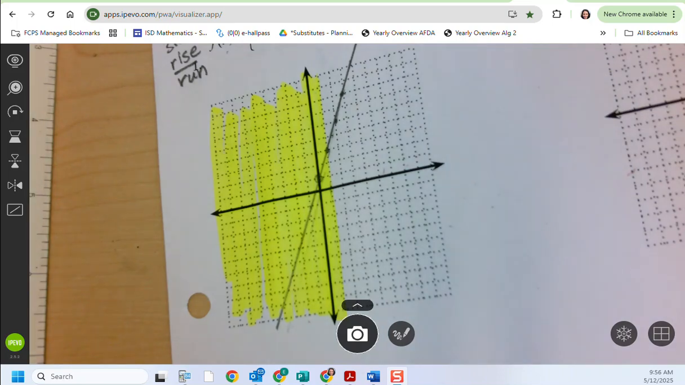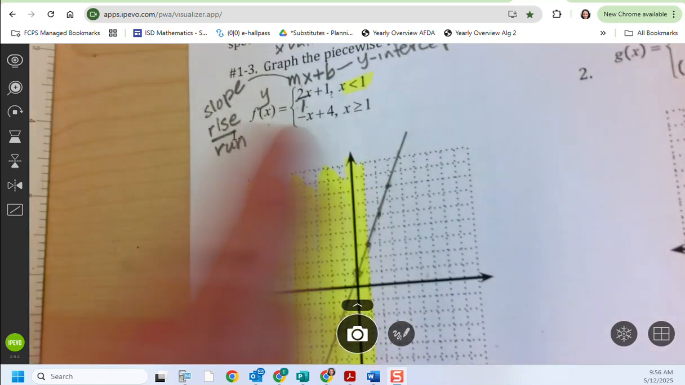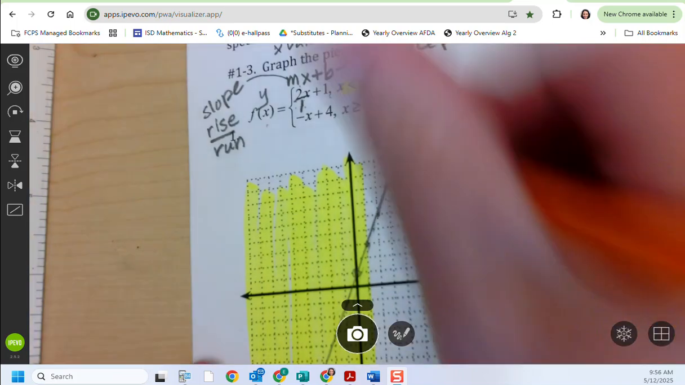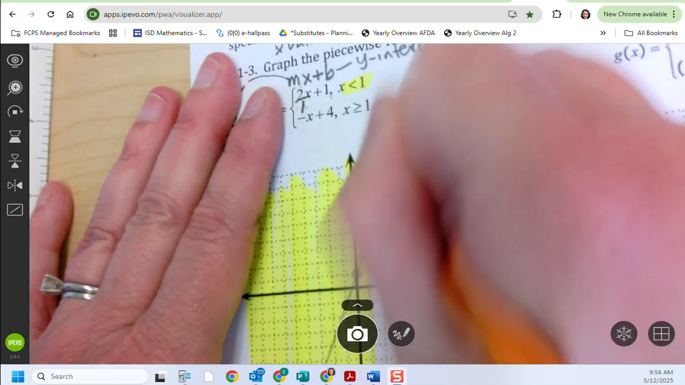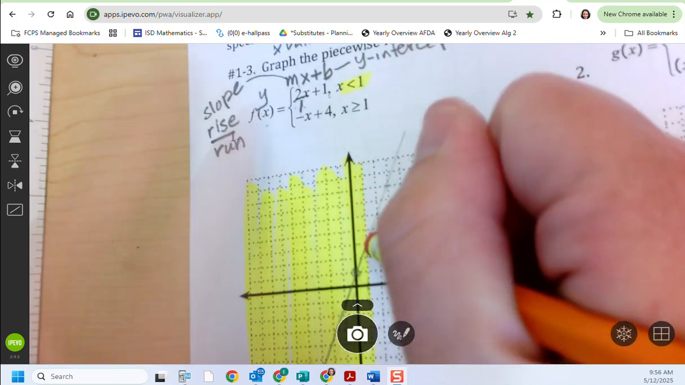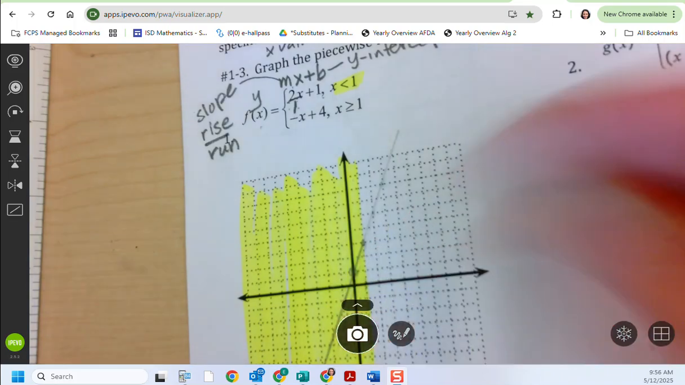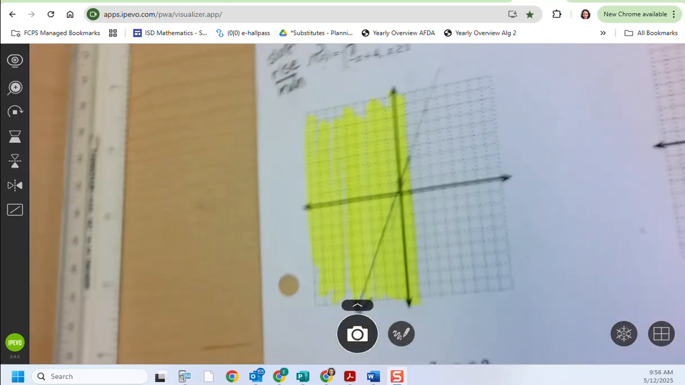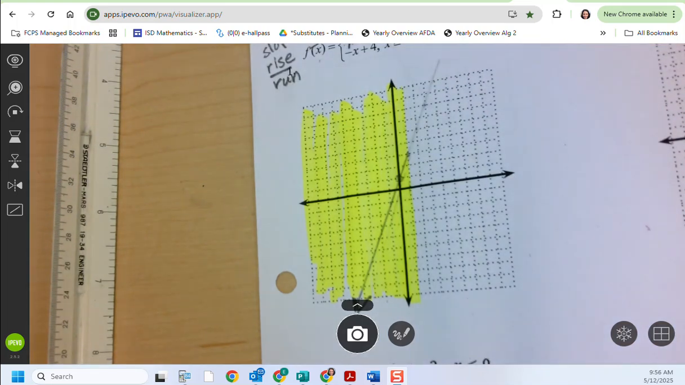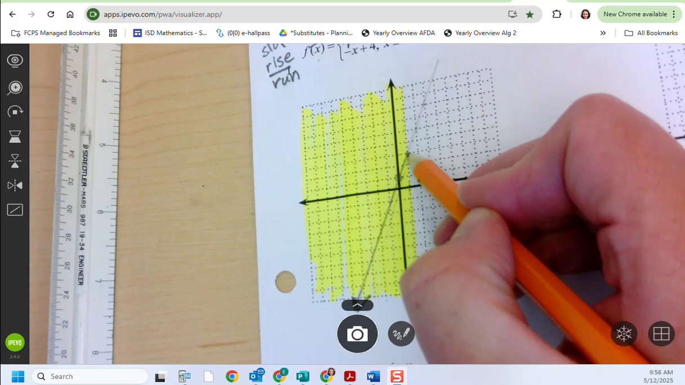Now I only want that line when x is less than 1, so only in this shaded area. So I'm going to erase all of this. And my line starts right there, and it goes this way. And then the last thing I have to figure out is whether the endpoint there is solid or empty. So this is my y-intercept. That's not the endpoint. The endpoint is up here.